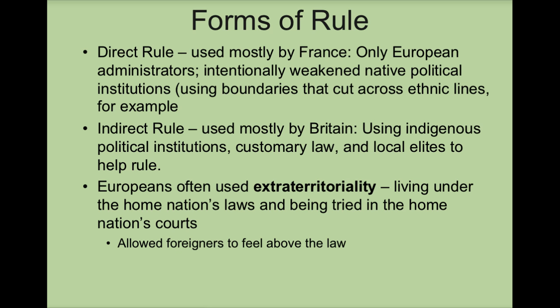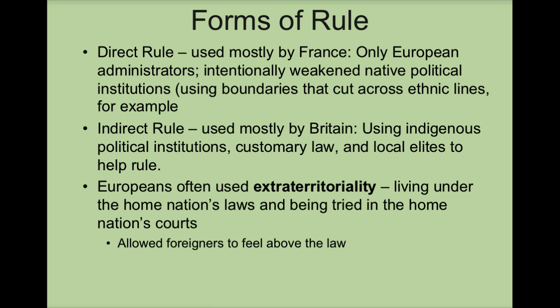With this style of rule, you're only going to use European administrators, so no government offices are going to locals. They intentionally weakened native political institutions. There's no local self-government. They kind of outlaw the previous customs. Sometimes they would do this by using boundaries that cut across ethnic lines, so you divide them and they wouldn't be able to keep their culture alive.